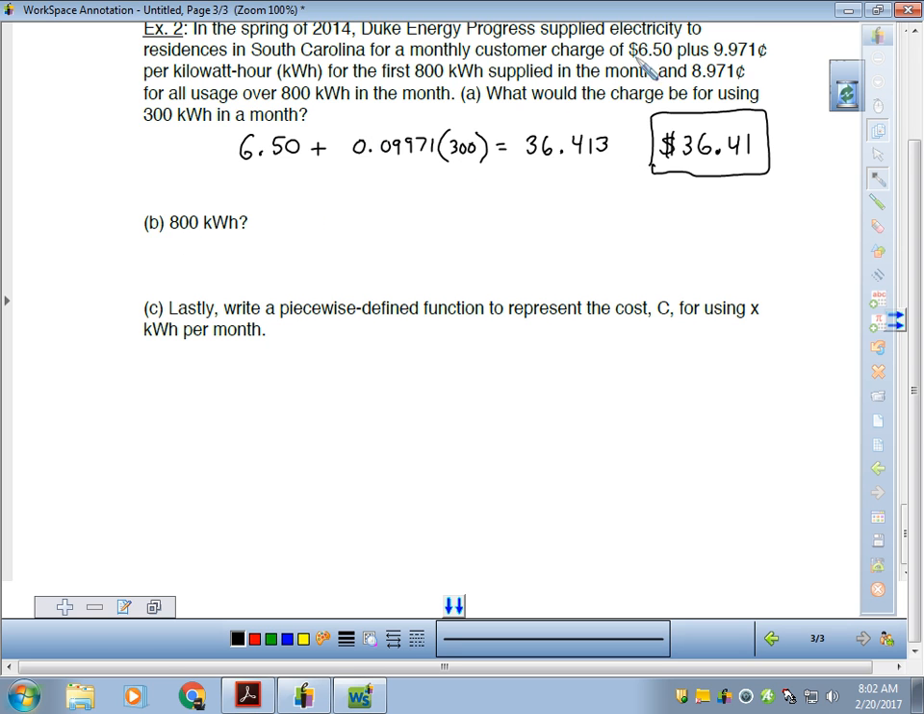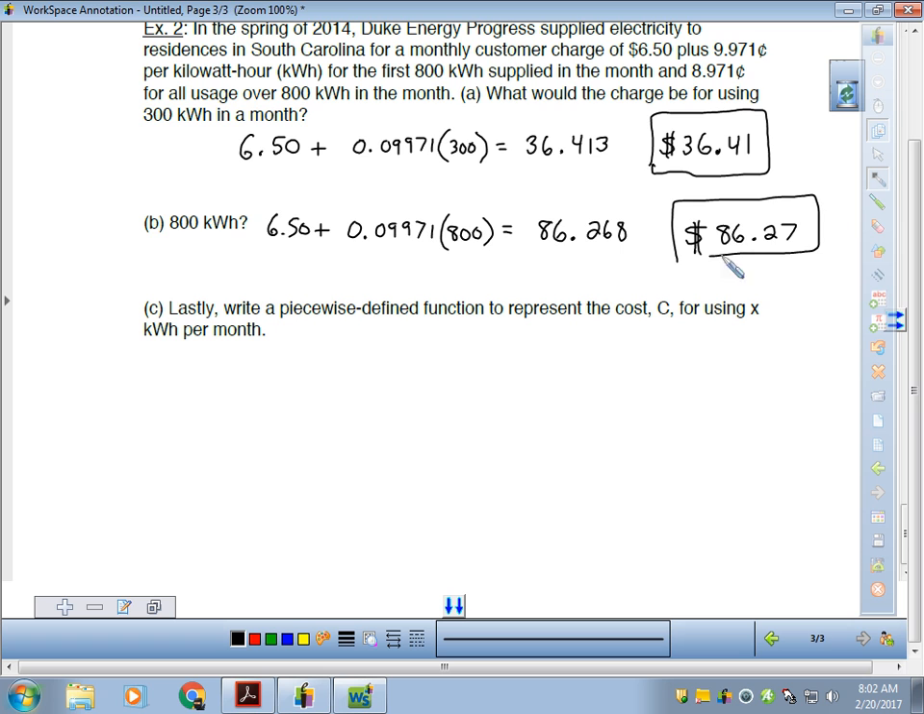Okay. Well, we still have the $6.50. And we're using this one for the first 800 kilowatt hours. Well, we're still within 800, so we're still going to have the 0.09971. This time we're going to multiply it by 800. And so we get 86.268. And again, money, you would round that to 2 decimals, so this is $86.27 is how much you would get charged for 800 kilowatt hours.